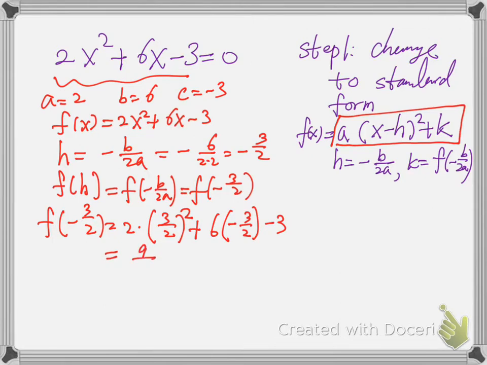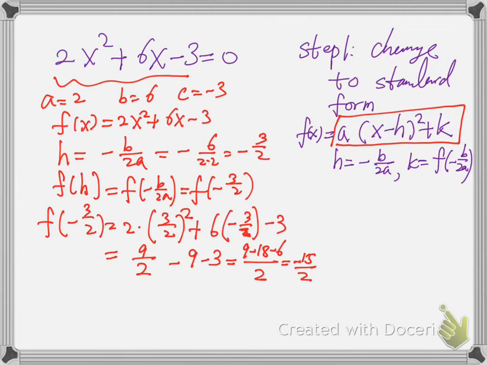So this is 9 over 4. 2 times 9 over 4 is 9 over 2, minus, this is cancelled, you got 3 minus 9 minus 3. So this is 9 over 2, so 9 minus 18 minus 6. So this is negative 15 over 2.